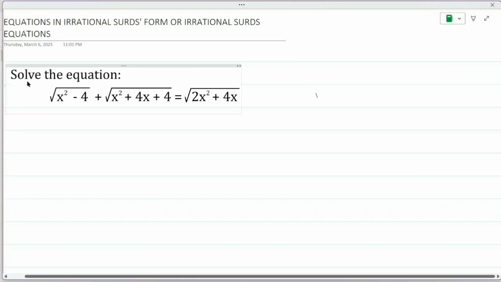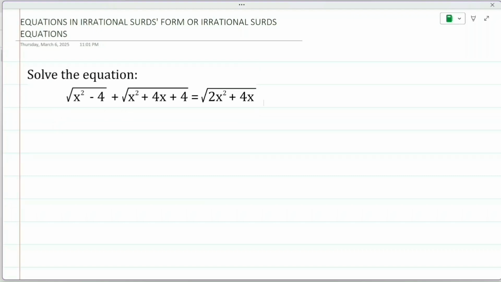The next question is: solve the equation square root of x squared minus 4 plus square root of x squared plus 4x plus 4 equals square root of 2x squared plus 4x. There are at least two standard ways of solving this question. Let's go ahead and solve with the first method.